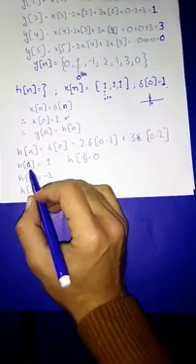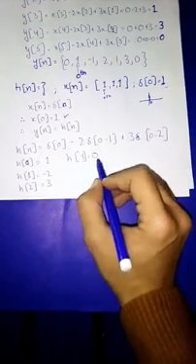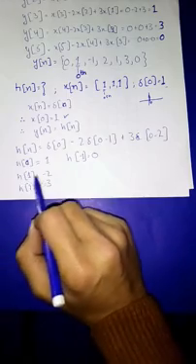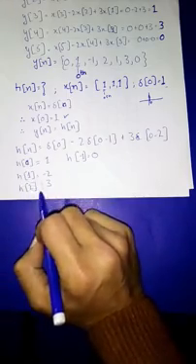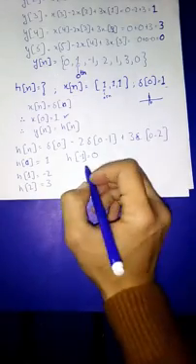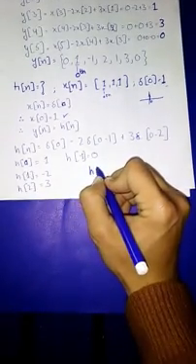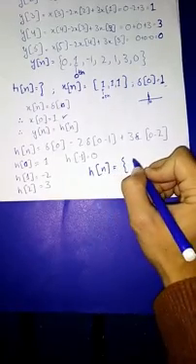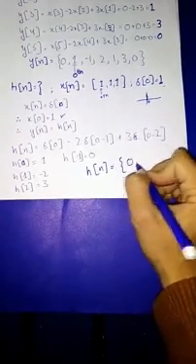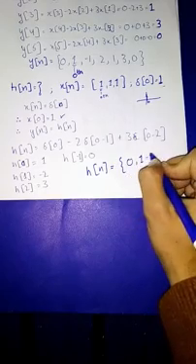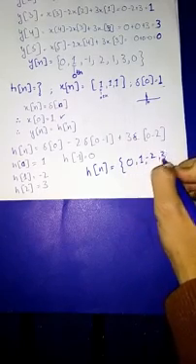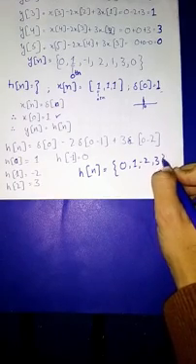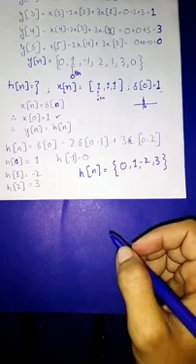For h of -1 we will have 0. For h of 0 we will have 1. For h of 1 we will have -2. For h of 2 we will have 3. So the resultant h of n will be equal to 0, 1, -2, and 3. So this will be our resultant vector.